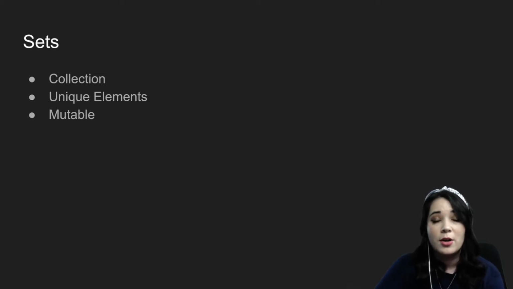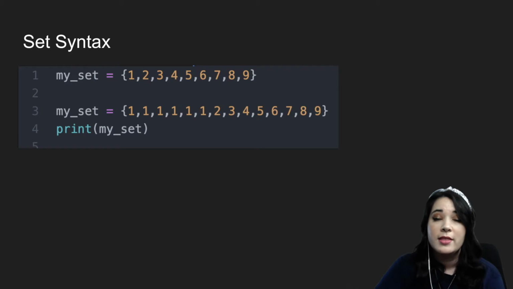Now, sets are mutable, meaning we can add things to them and we can remove things from them. The syntax of a set actually looks like some weird hybrid of a list, a tuple, and a dictionary. However, unlike dictionaries, we don't have key value pairs. Like lists and tuples, we just have individual objects separated by commas.